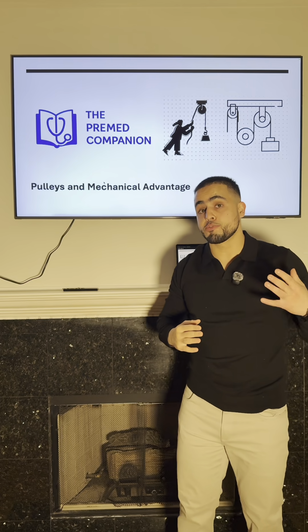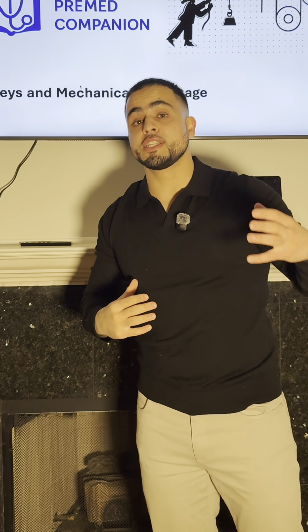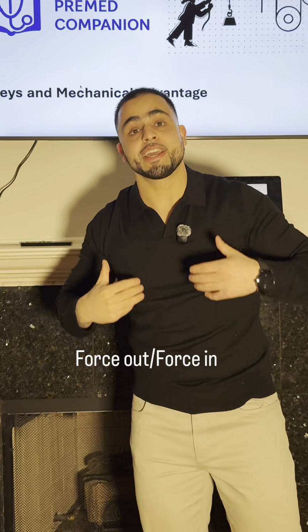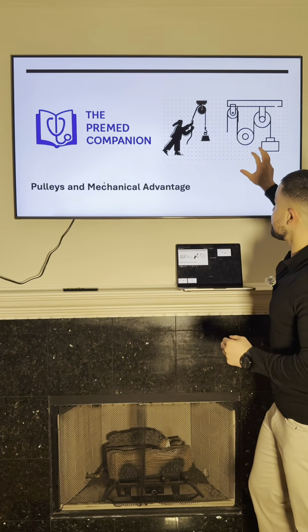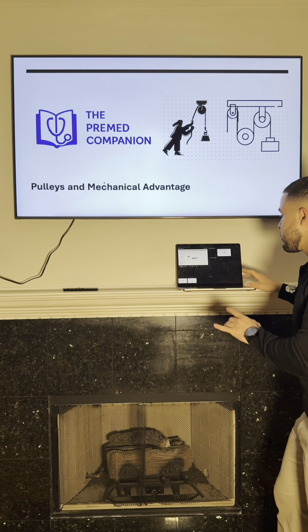And the mechanical advantage is basically the ratio of the force needed to lift an object over the force that you apply with the pulley system. So with a pulley like this in mind, let's move on to our example and it'll make more sense.